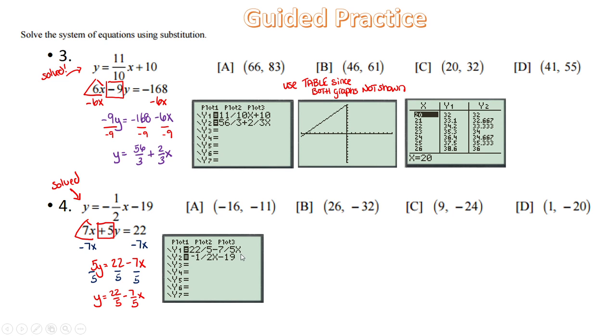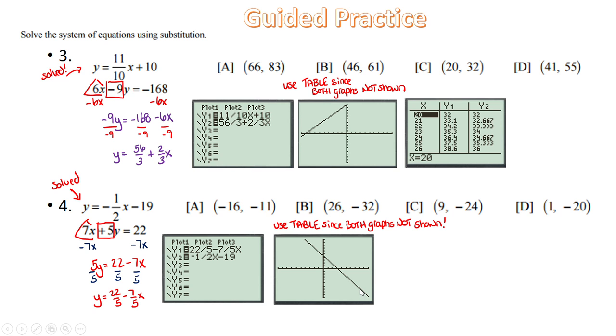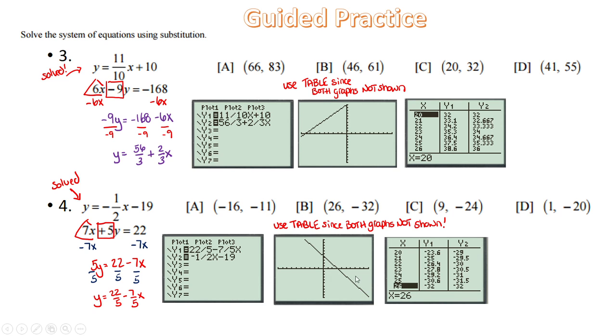Now notice that I put my second equation in first, my first equation in second. That doesn't matter with systems. The only thing that matters with systems is figuring out where they cross. And if you're looking at the graph, you only see one, so we're going to have to rely on the table. So on the table, I'm going to scroll all the way down till I get to 26, and then I see 32 in both y1, y2. So I know that that's my answer.